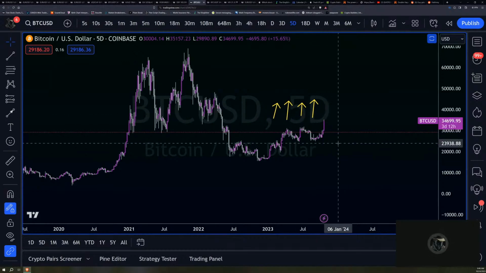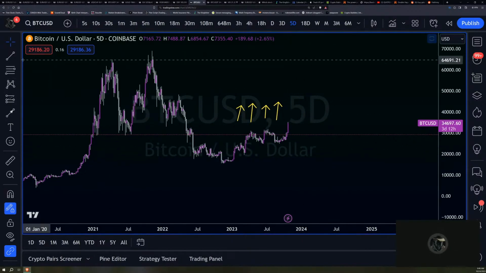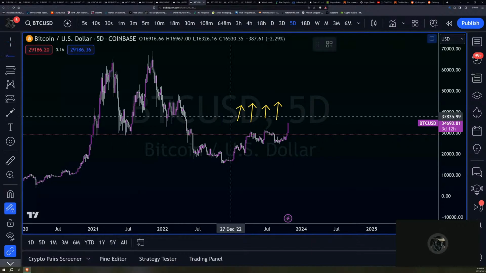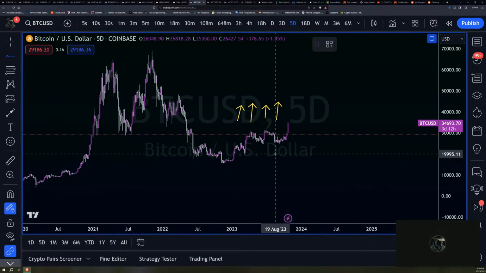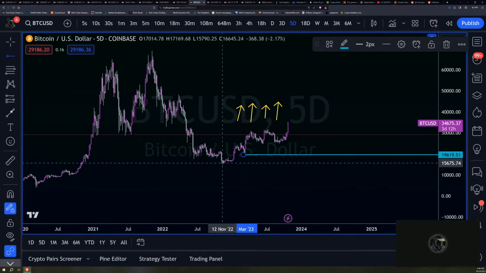I think this will get faded. I think there's a good chance price will head back down in a nasty way. I know Bitcoin. I know what it's like. Bitcoin is brutal, and I think that we need to keep our eye here and our eye here.